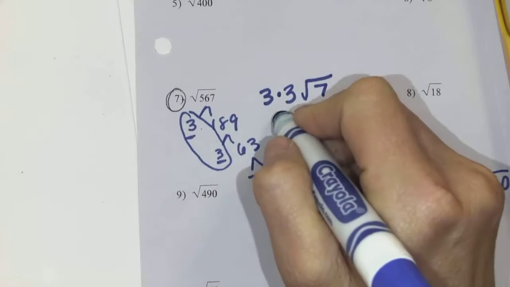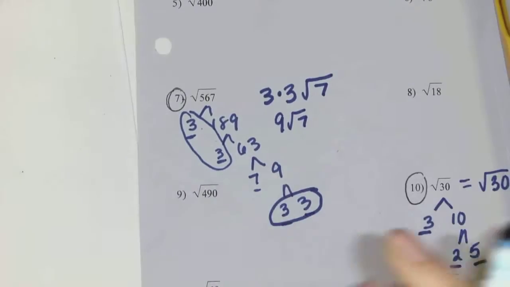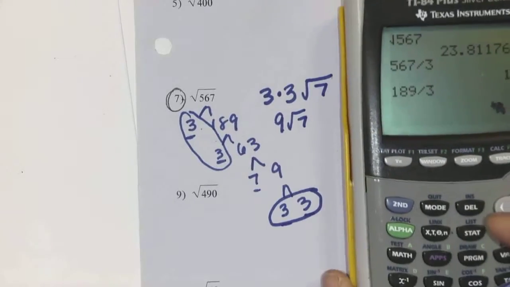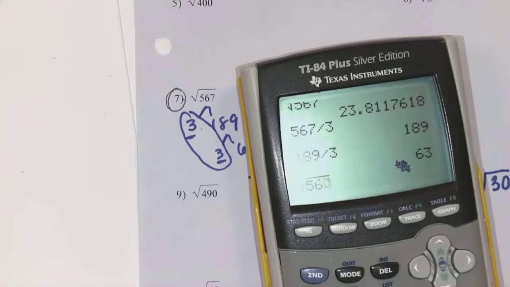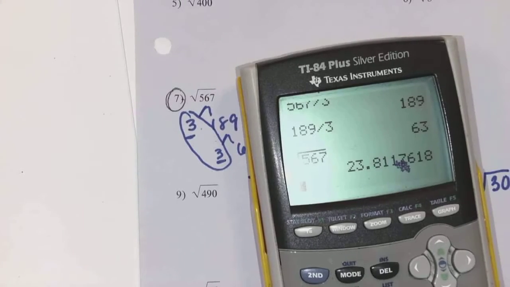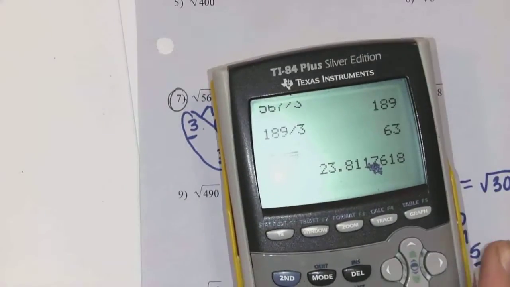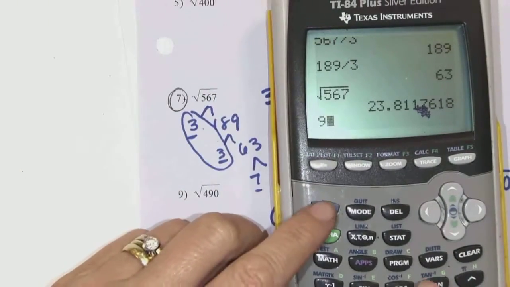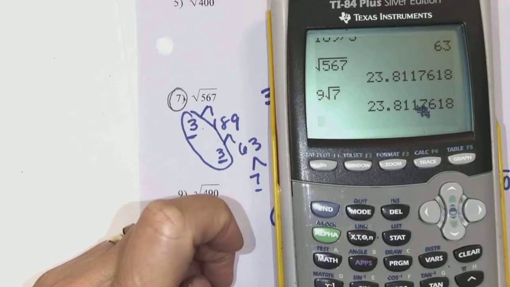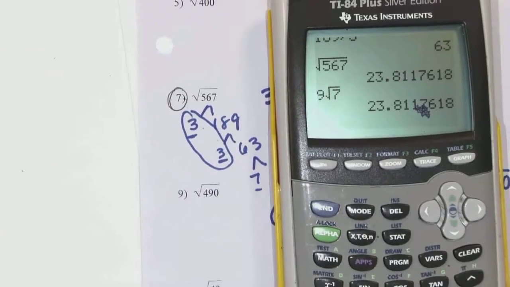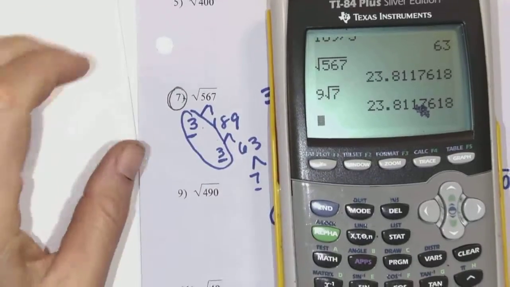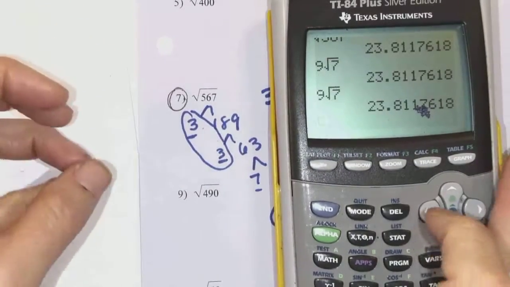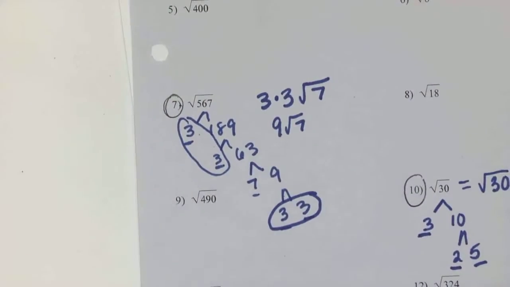3 times 3 is 9. 9 root 7. If I go to my calculator, that's what I like to do at the end. I do square root of 567 again, 23.81, and so on. And my answer, which was 9 root 7, I get the same thing. Lets me know that I did simplify it. It's not always going to let you know if you're perfect, but if they are the same, you are on a good start here. And we are done with the radical sheet. You can do the rest.